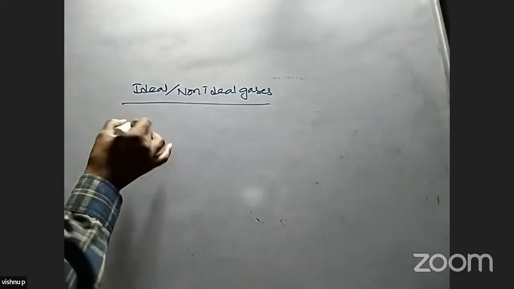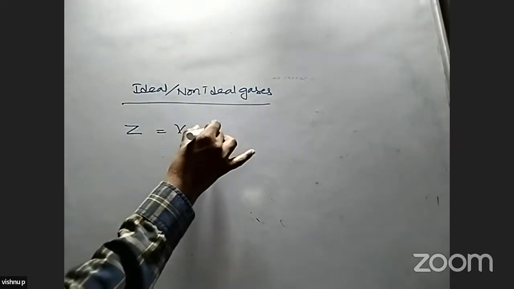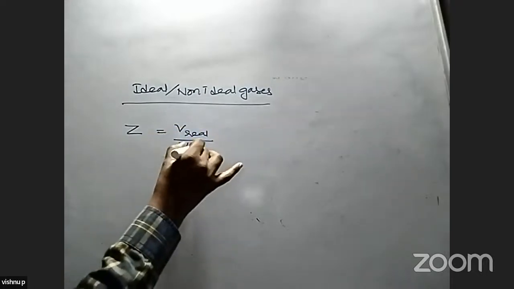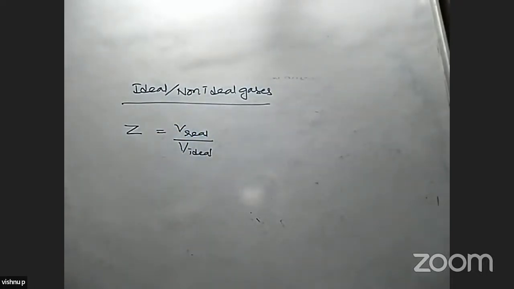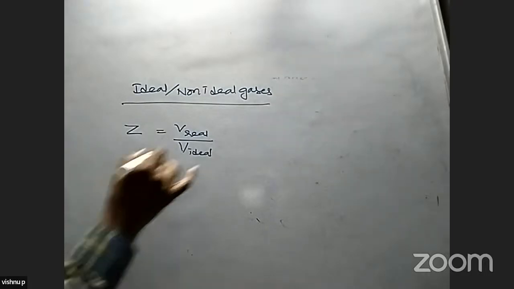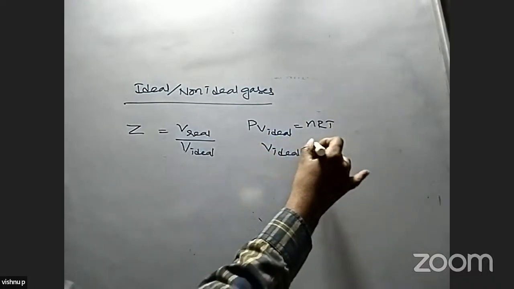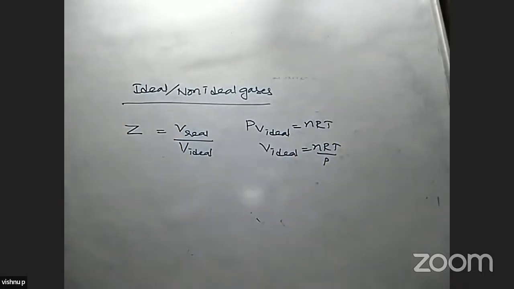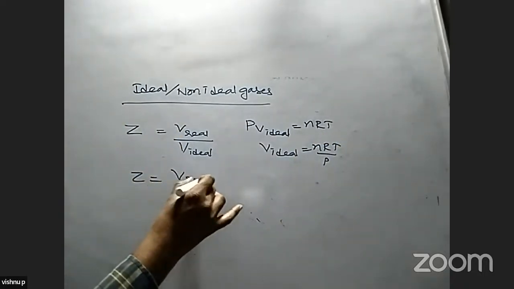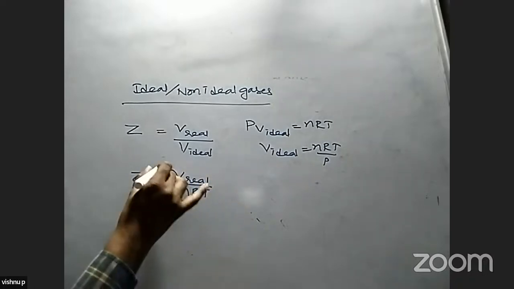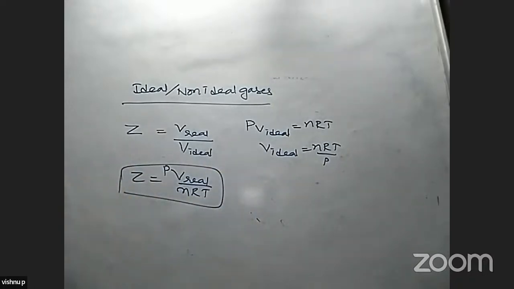What is this compressibility factor? It is indicated by Z. Compressibility factor is equal to volume of real gas by volume of ideal gas. This is called the compressibility factor. And we know that according to the ideal gas equation, PV is equal to nRT, or V is equal to nRT by P for ideal gas. So Z is equal to volume of real by nRT into P. We get this relation: Z is equal to PV by nRT.